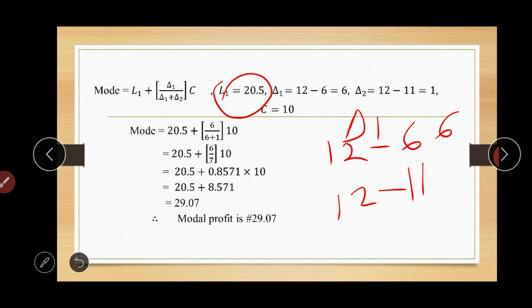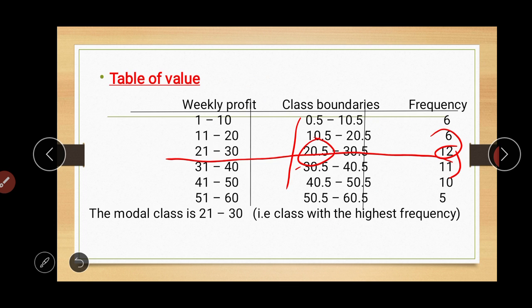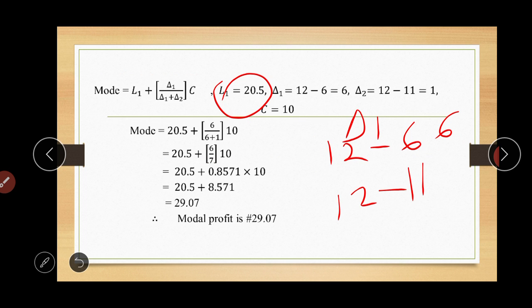Substitute this into the formula. The class interval is 10, that is from 20.5 to 30.5, a gap of 10. By the time you substitute that, you get the value to be 29.07. So that's how it is.